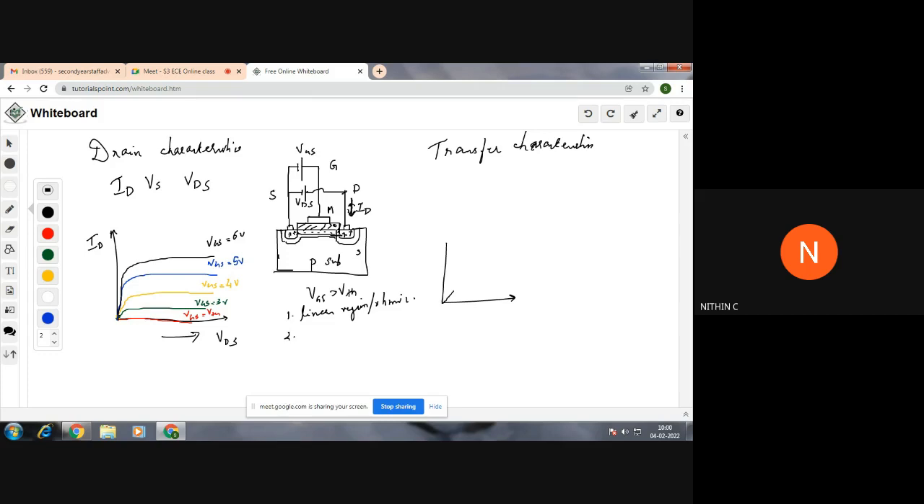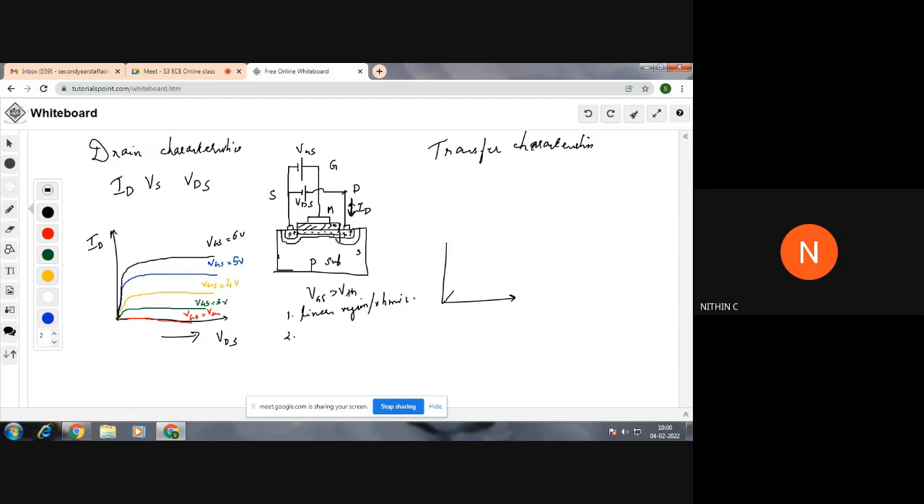At which end will the depletion region width be more? Whether it is at the source end? Yes, it will be more at the drain end, because the positive terminal of VDS is connected to the N+ region. When the positive terminal is connected to the N region, this region will be more reverse biased. So the depletion region width will be more at the drain end.